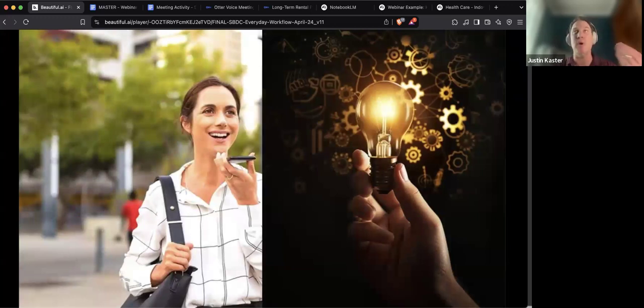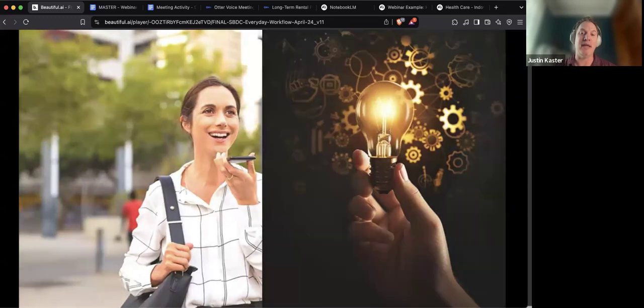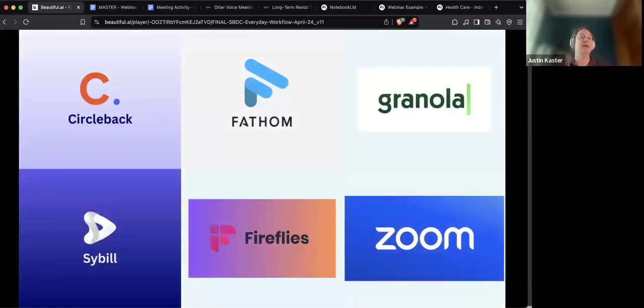I use it even when I'm trying to come up with ideas for different topics I'm working on, and I keep the notes and I have it all in one place. This is an overview of the different note takers out there. You can see Zoom's in there as well for your online meetings.